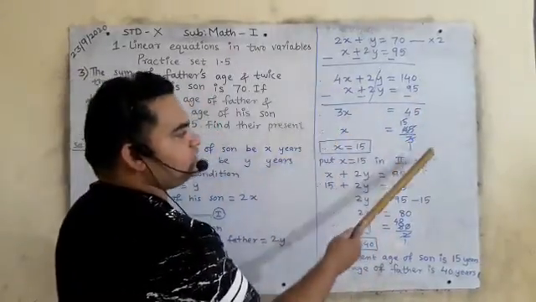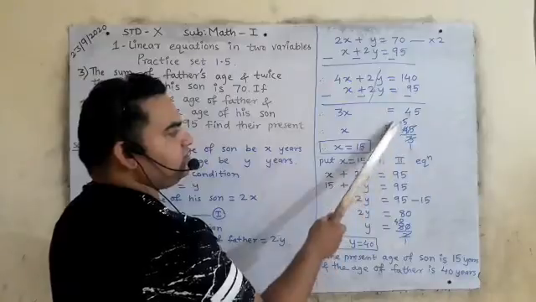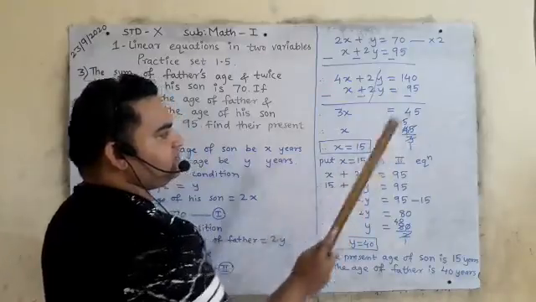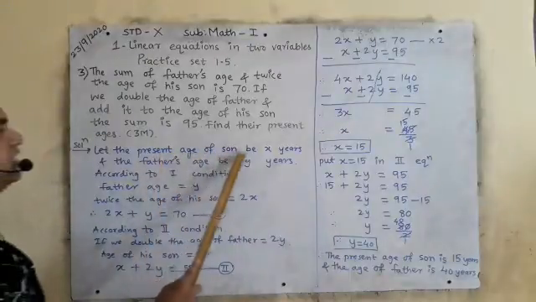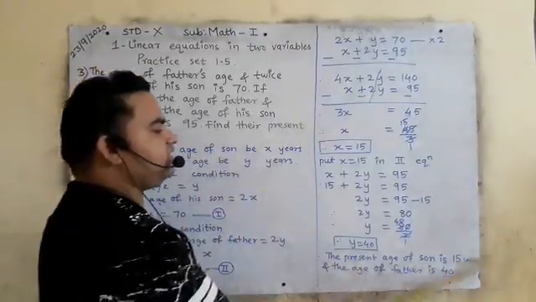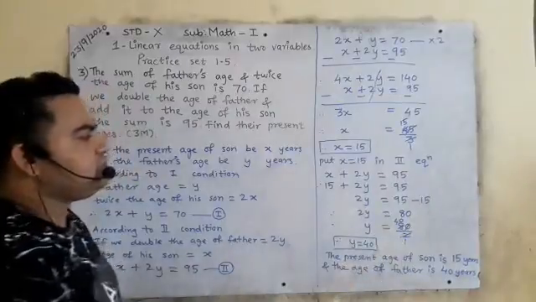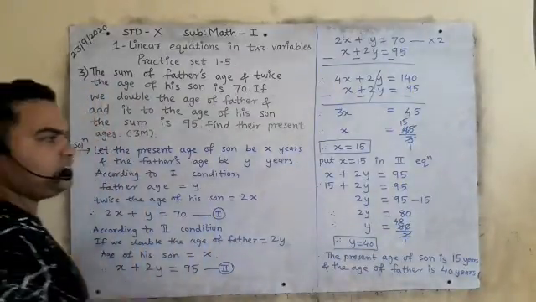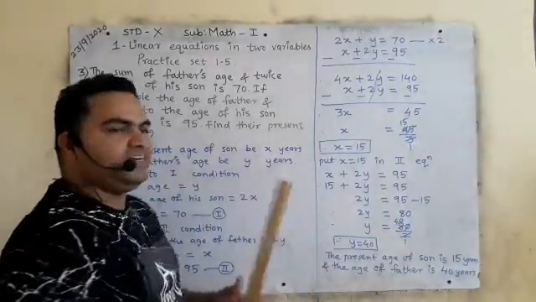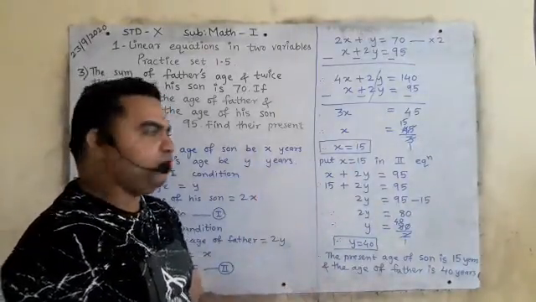Now this 3 will go to the right hand side and divide. 3 ones are 3, 1 remains, 3 fives are 15. So the x value will be 15, which is the present age of the son. So the present age of the son is 15 years. Now put x equal to 15 in any equation, equation 1 or equation 2. I feel equation 2 is easy, so I put it in equation 2. It is not necessary, you can put it in equation 1 as well.